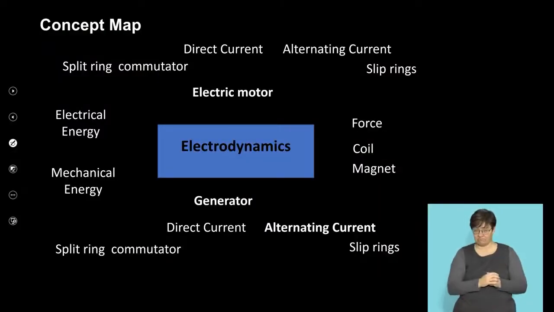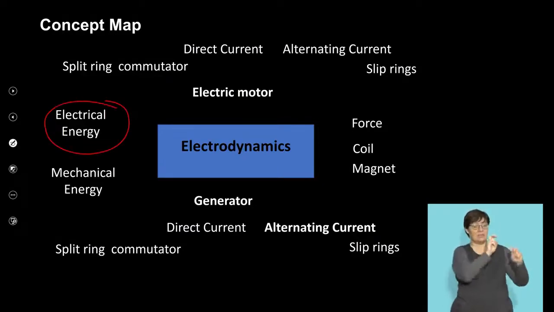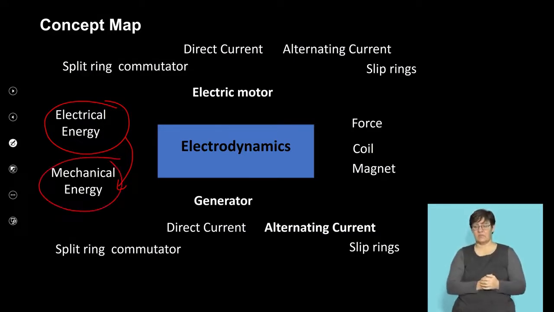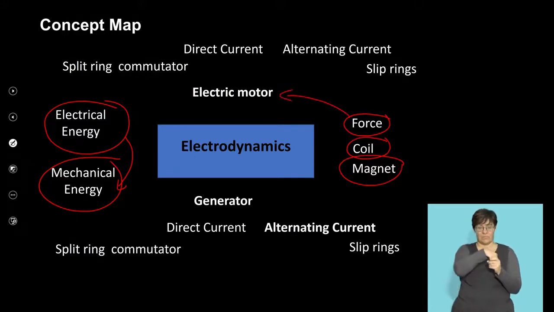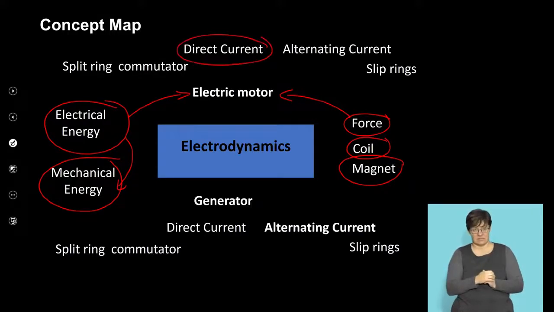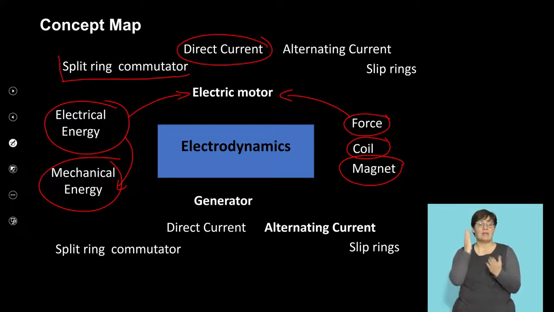So, guys, our focus today is really on this process of taking electrical energy and making it mechanical energy, and we are applying the relationship between force, current in a coil, and a magnet. These are the parts that make up an electric motor, and in particular we're going to have a look at the direct current electric motor, which, when you're dealing with direct current, will always have a split ring commutator in it.